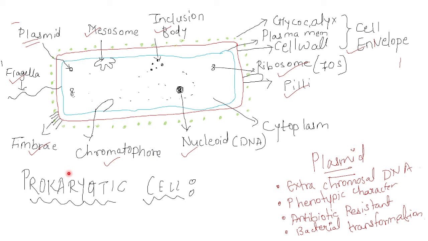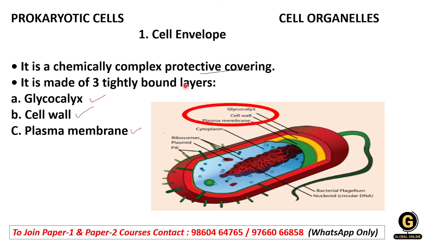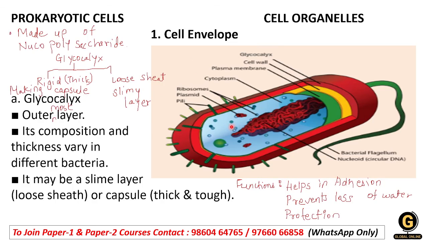Yes, before going to that, we have drawn a rough diagram of the prokaryotic cell. What is an envelope? It is a chemically complex protective covering. It has three tightly bound layers: glycocalyx, cell wall, and plasma membrane. Glycocalyx is the outermost layer. It varies in thickness and composition. If it is rigid, it is called a capsule. If it is a loose sheet, it is called a slime layer. It is made up of mucopolysaccharide. The functions of glycocalyx are hydration, preventing loss of water, and protection.